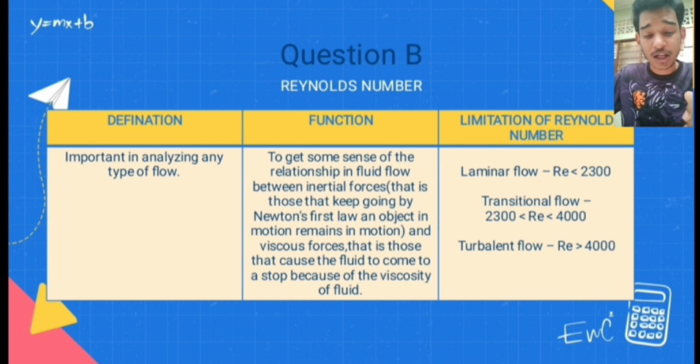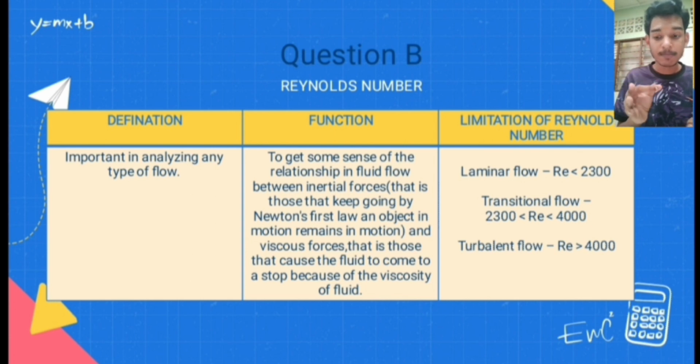So first of all, we like to see the limitation of Reynolds number. Before that we should know the three types of flow, that is laminar flow, transitional flow and turbulent flow. Laminar flow is below 2300. Next is transitional flow, which is between 2300 to 4000, and thirdly, turbulent flow is above 4000.